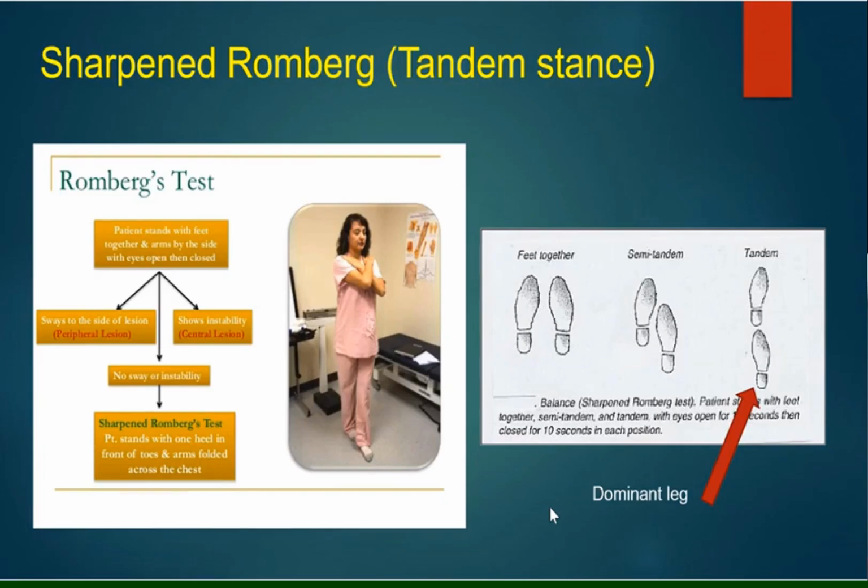The other reminder is that you do the test with eyes open and eyes closed. And again, in my clinical experience, individuals that are screened positive for the tandem stance or Sharp-Romberg test will manifest that with their eyes open. But again, the second phase of that is to have them close their eyes and do the test.